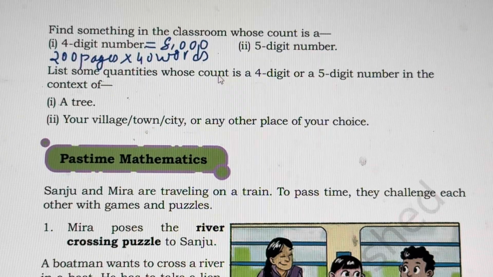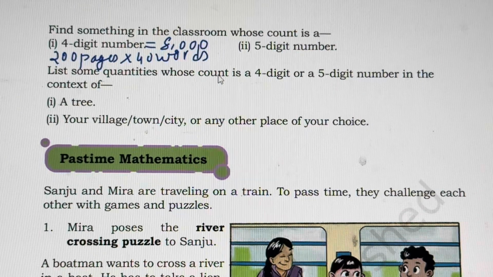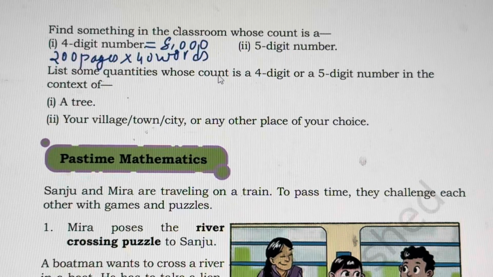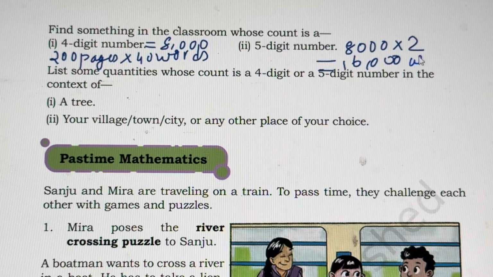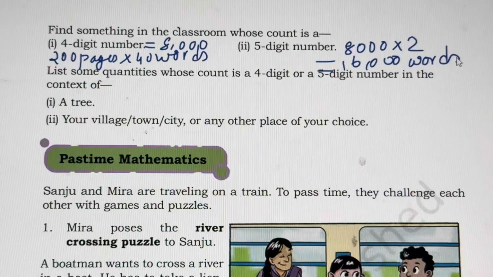Now we want a 5 digit number example. So here what you can do, simply you can multiply this. There are 800 words in each book. So this 800 we multiply by 2 books. Now suppose we are considering both maths and science. This time we considered only maths. So 8 twos are 16. So it becomes a 5 digit number. So there are 16,000 words in both the books, maths and science.